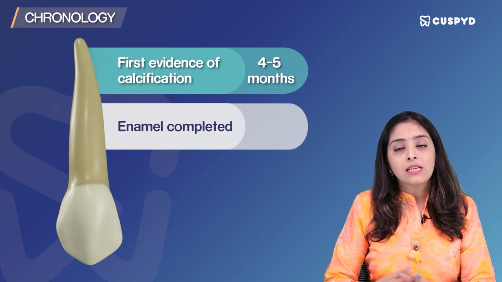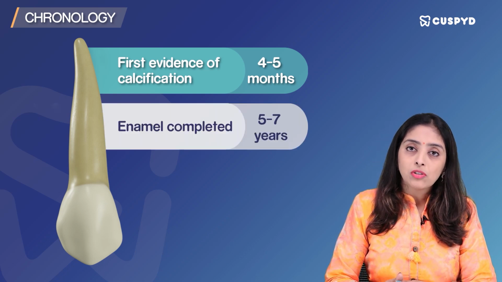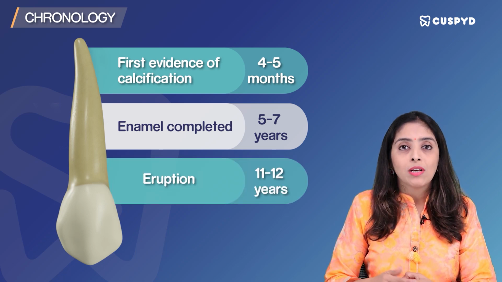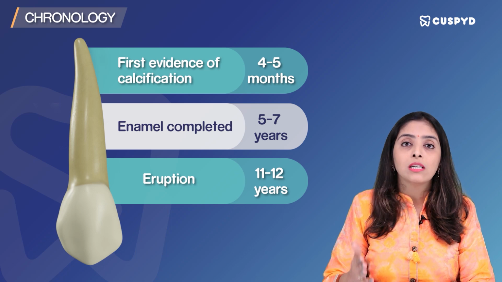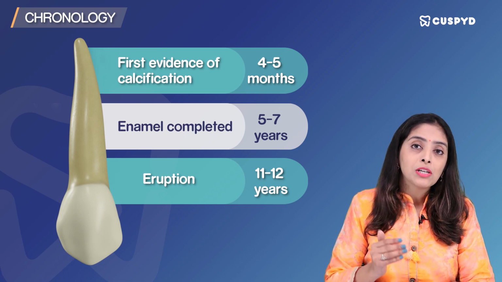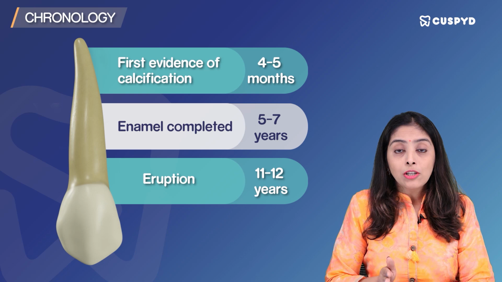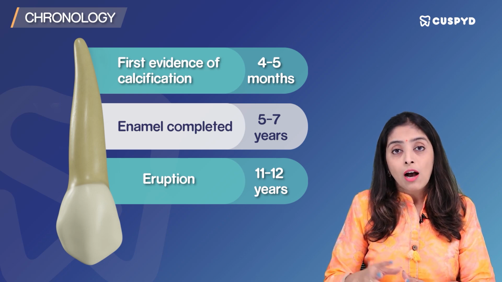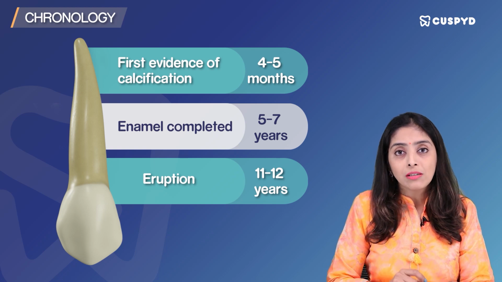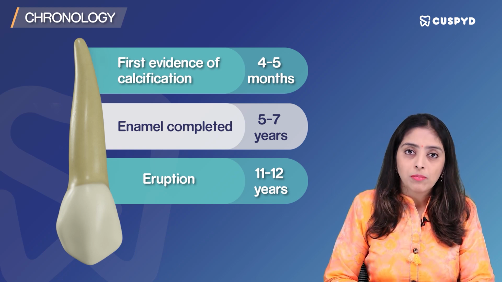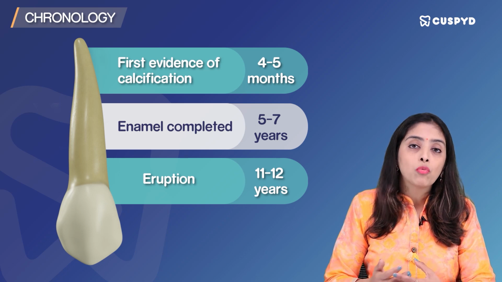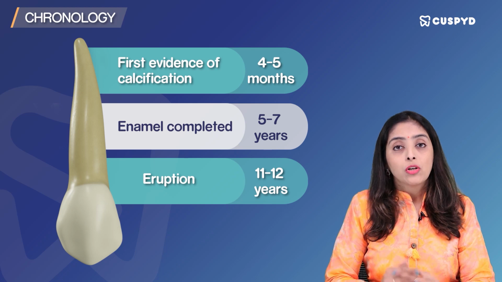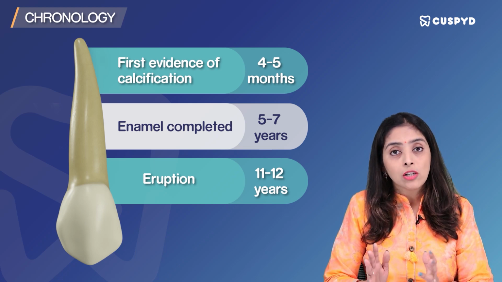The enamel is completed anywhere between 5 to 7 years of age. The canine starts erupting between the age of 11 to 12 years. So it is much beyond the eruption of incisors. And that is why you must understand that the age of eruption of the incisors is anywhere between 7 to 8 years of age. After that, you have a gap of almost 3 years after which the canine is going to erupt. So many times you will have a patient walking into your clinic and asking you why this tooth hasn't erupted. You should be able to tell them that the canine takes a lot of time.